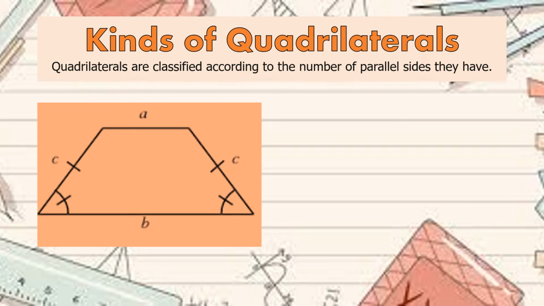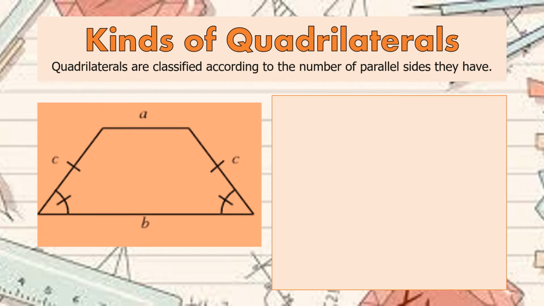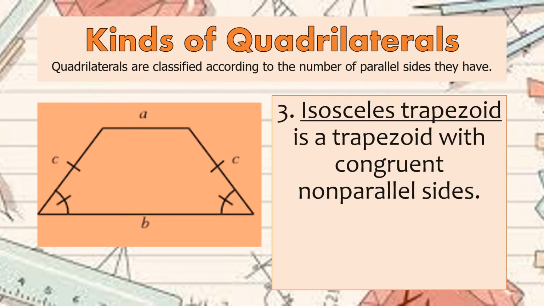The next kind of quadrilateral is a special trapezoid. This is the isosceles trapezoid. It is a trapezoid with congruent non-parallel sides. So as you can see on this figure, the A and the B are the bases. Sila yung ating parallel sides. Tapos, yung legs natin, congruent sila. Ibig sabihin, pareha sila ng measurement.